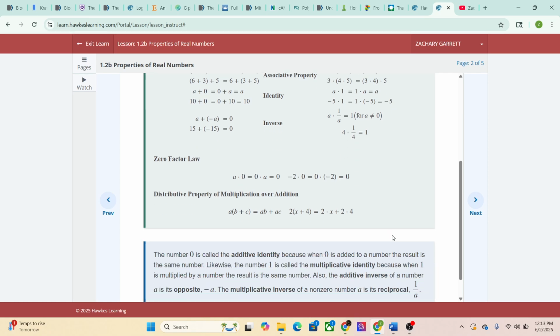Zero factor law states that a times 0 equals 0 times a equals 0. So negative 2 times 0 equals 0, equals 0 times negative 2 equals 0.